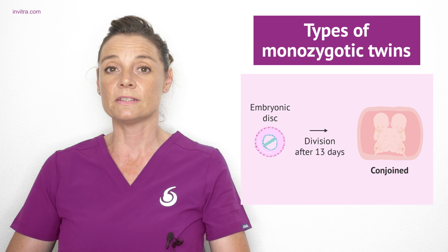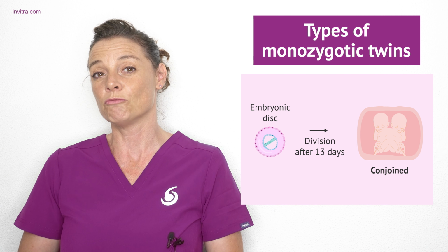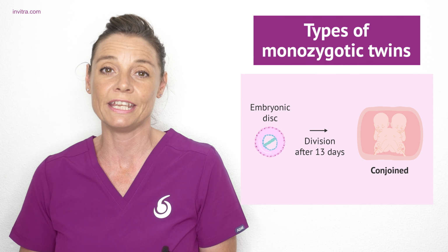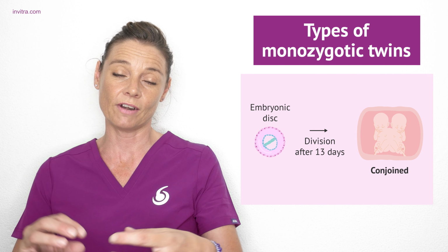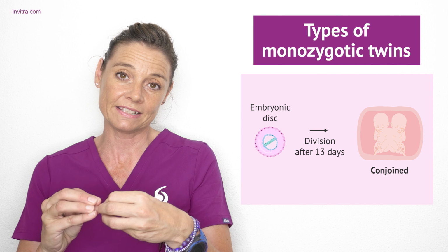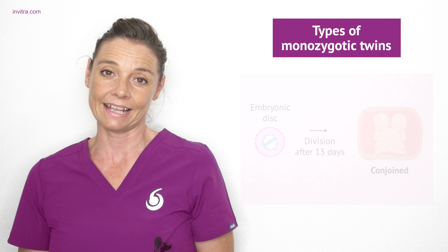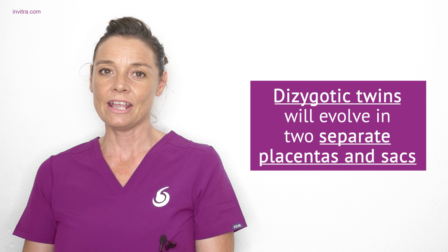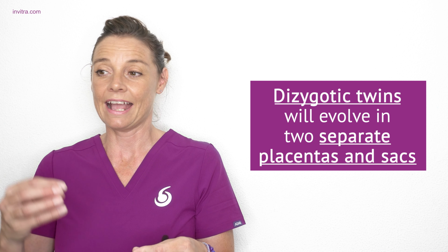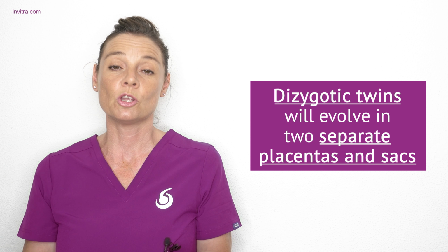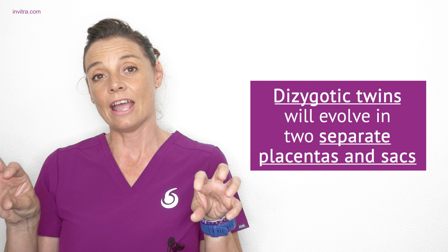If the split occurs after an advanced stage of embryonic development, after day 13, it may be that the split of the embryos is not fully complete, and this results in what we know as conjoined twins, where the twins are actually joined in some way physically within their body, as well as sharing a placenta and an amniotic sac.